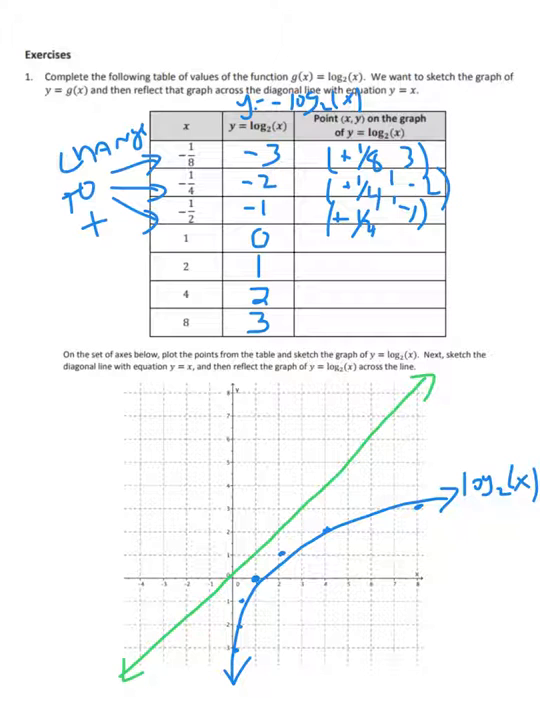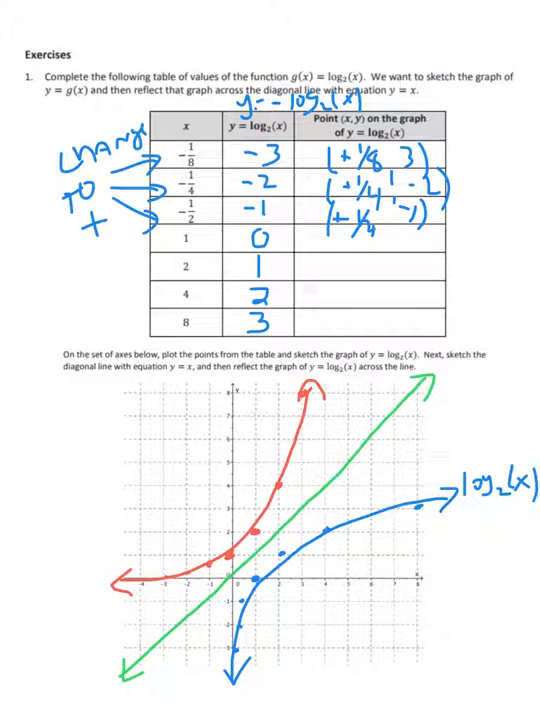Okay, (1, 0) becomes (0, 1), (2, 1) becomes (1, 2), (4, 2) becomes (2, 4), etc., and (8, 3) becomes (3, 8). And then the (1/2, -1) will be (-1, 1/2), etc. And here you go. There's a reflection.